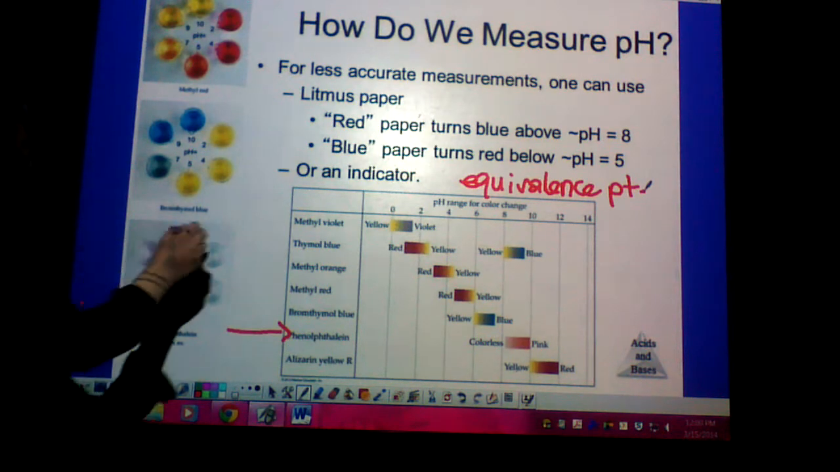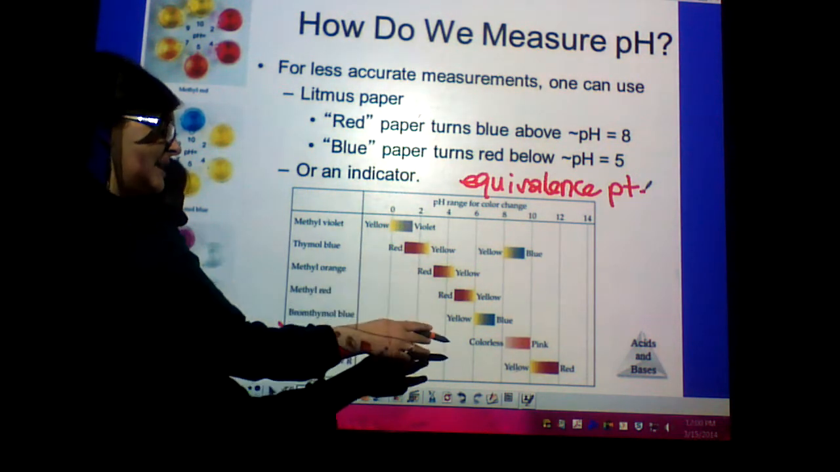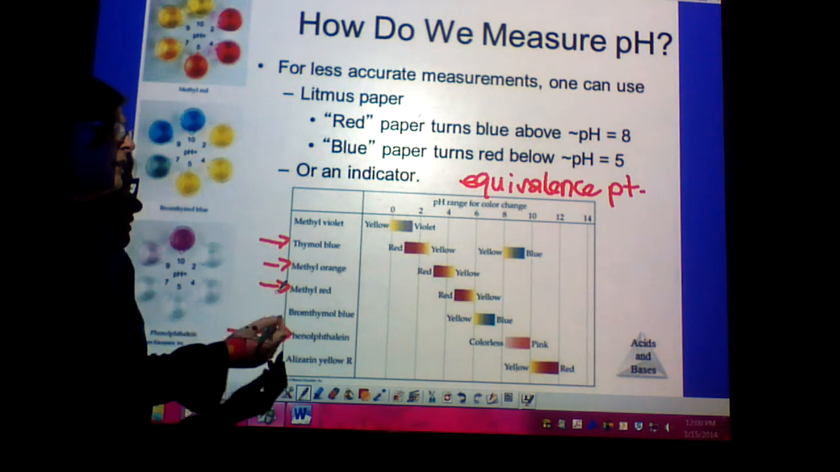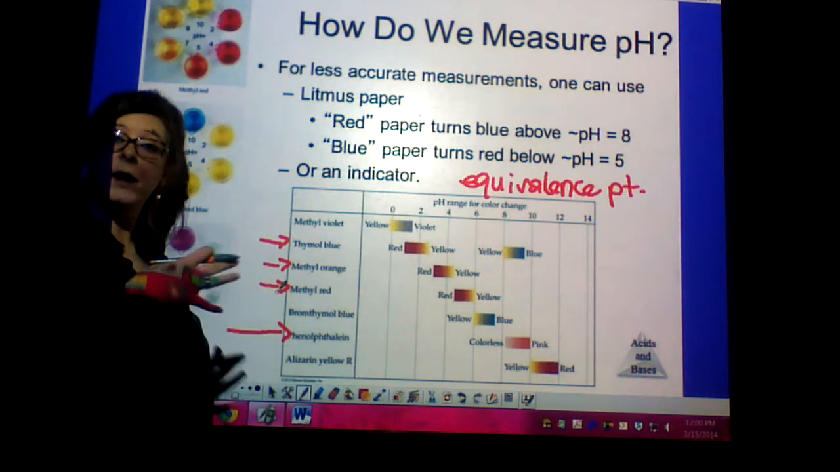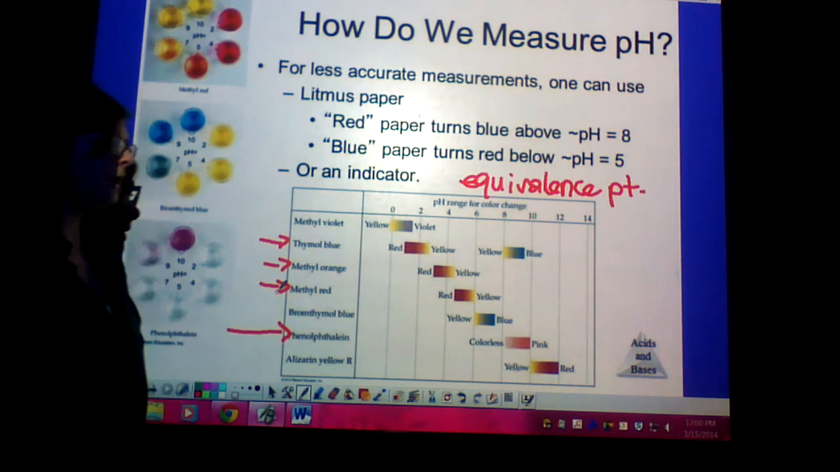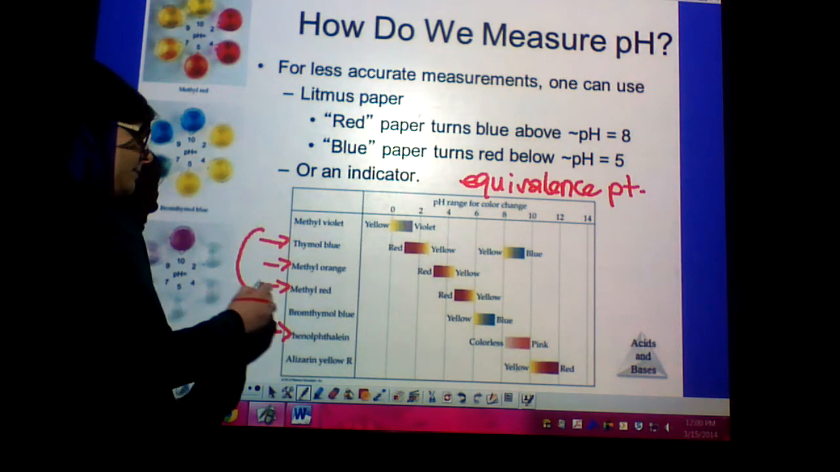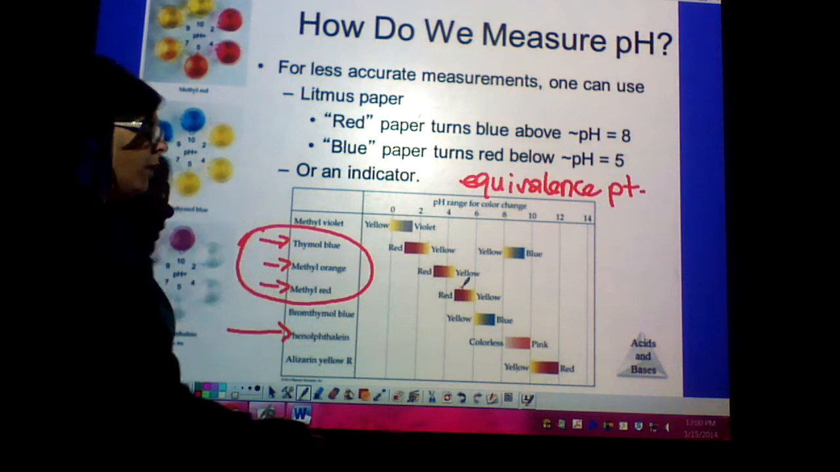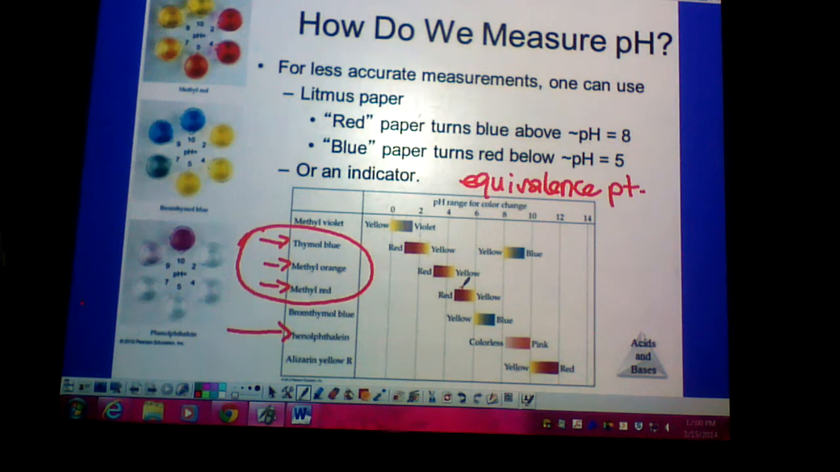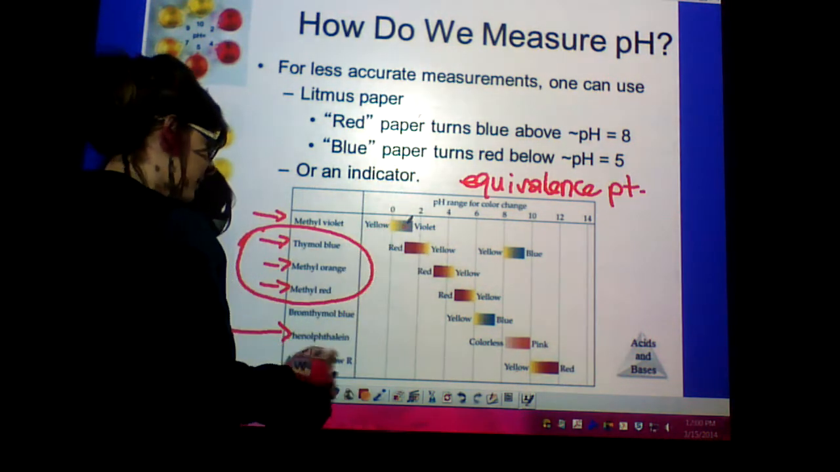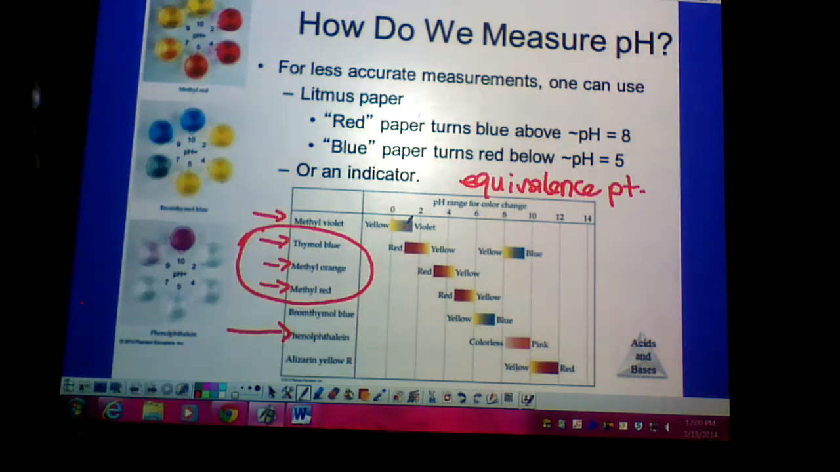You can see that there are different color indicators based on different pH ranges. So thymol blue, methyl orange, and methyl red are very similar in the fact that they start off red and then they'll turn yellow once they have reached an equivalence point. So for these three, it just depends on what kind of pH that you want. If we want to look at totally different colors, methyl violet would give us a yellow and violet, but phenolphthalein, like we saw yesterday, starts off colorless and then will turn pink once it's reached its equivalence point.